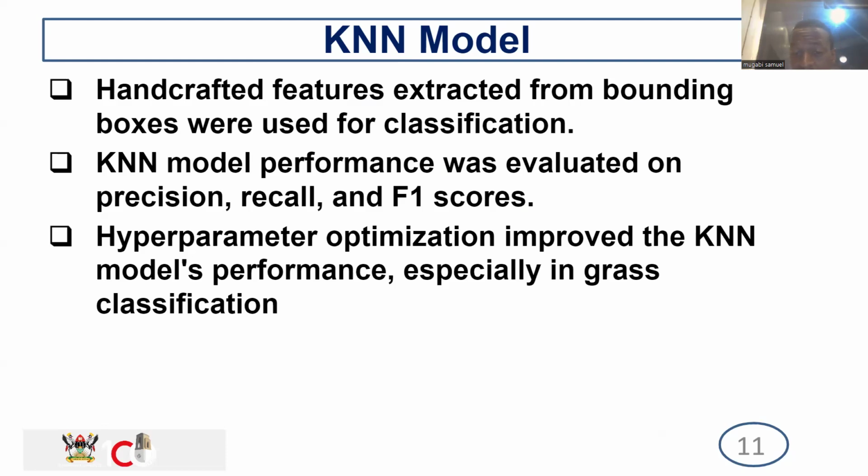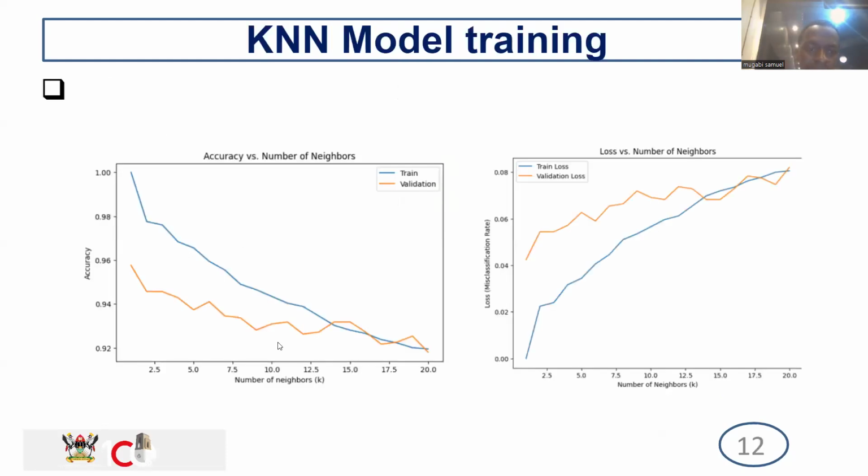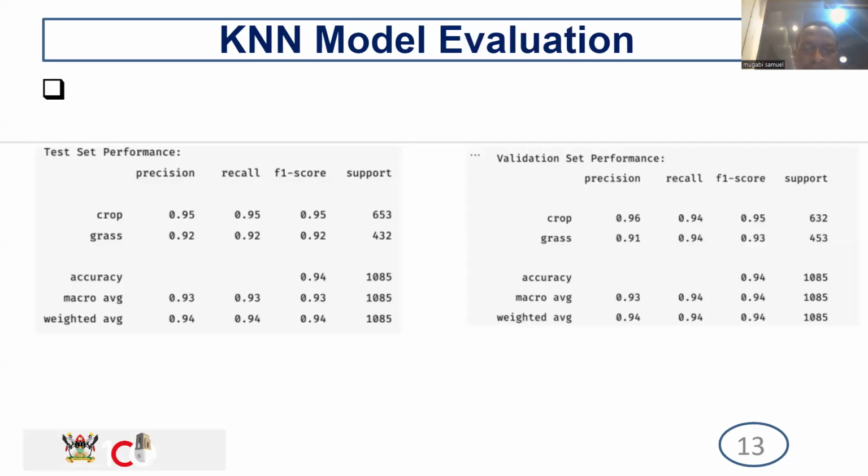Also, hyperparameter tuning was done on the KNN models, varying the number of neighbors to see how it performs. And this is what we are mainly showing here. Now, this is accuracy versus the number of neighbors. You can see that as the number of neighbors increases, the accuracy goes down. And then also the loss, where the blue is the train set and the orange is the validation set.